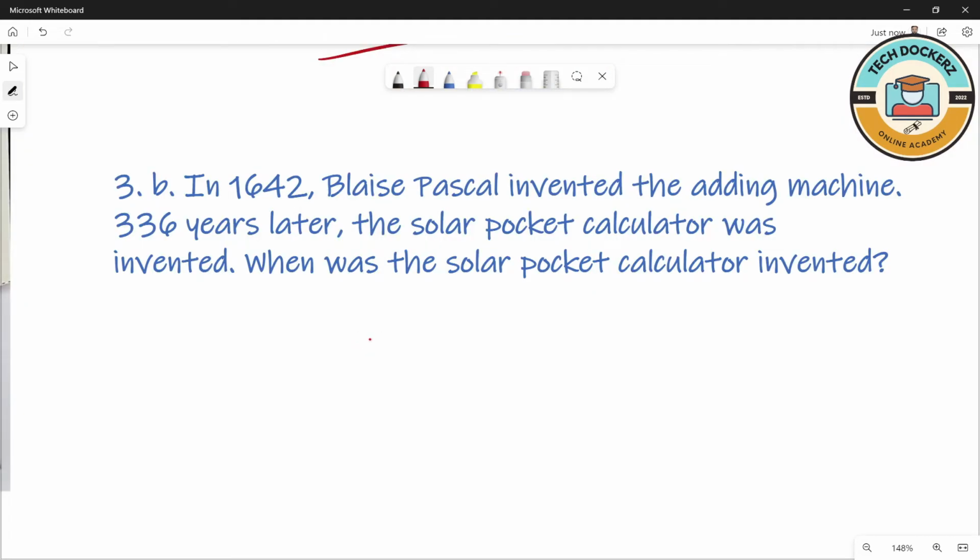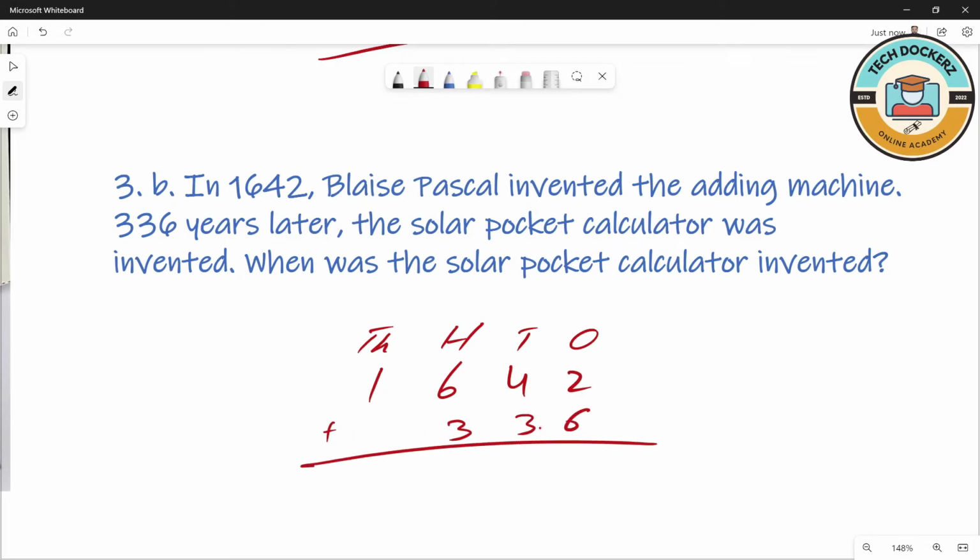Write down the place value chart. Thousands, hundreds, tens and ones. 1642, Blaise Pascal invented the adding machine. After 336 years, the solar pocket calculator was invented. So let's do the addition.